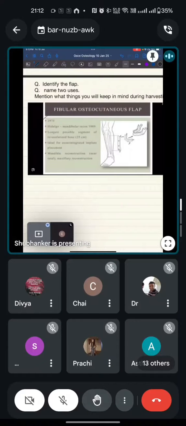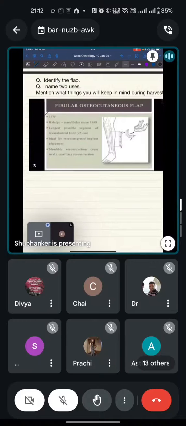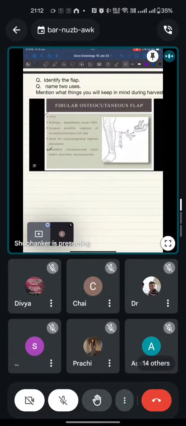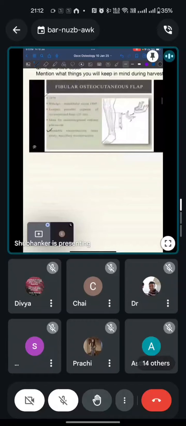This image I have taken from Google itself. Image can be manipulated, but you can easily say that this is our fibula flap. And where do we use it? One, you should remember mandible reconstruction. This is very important and one of the prime uses of this fibula. And second will be your maxillary reconstruction.